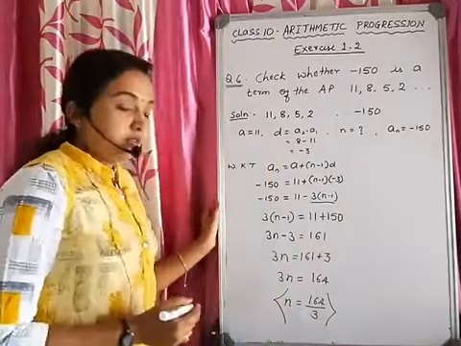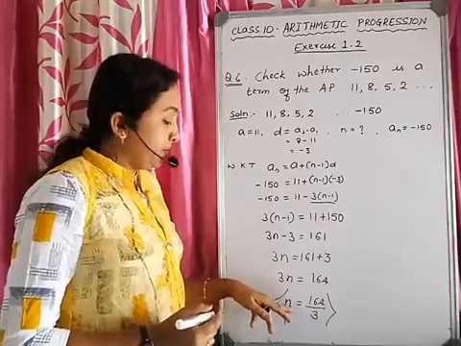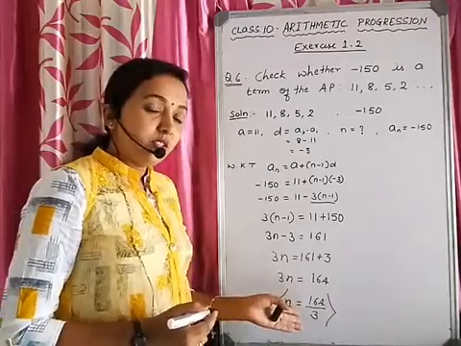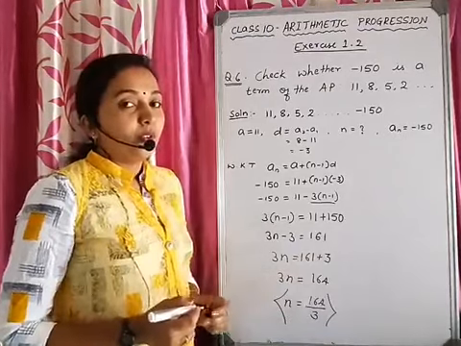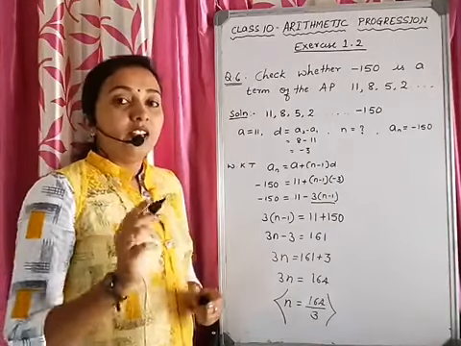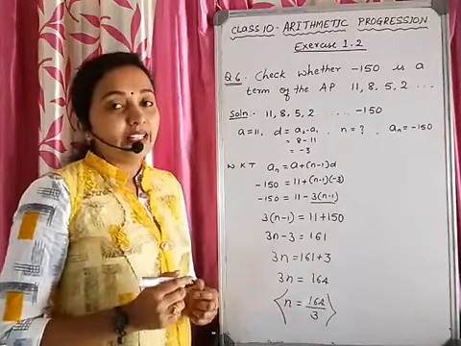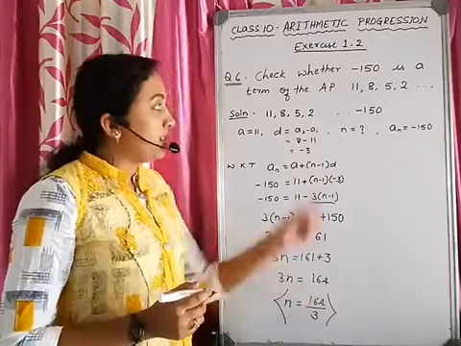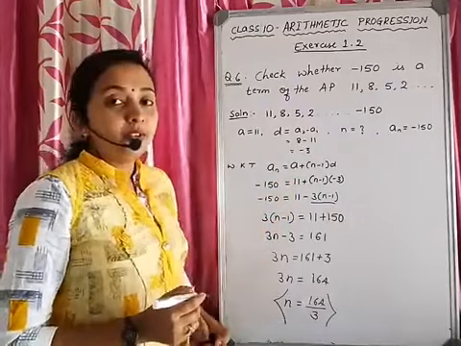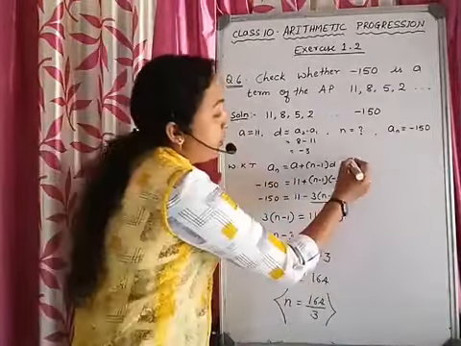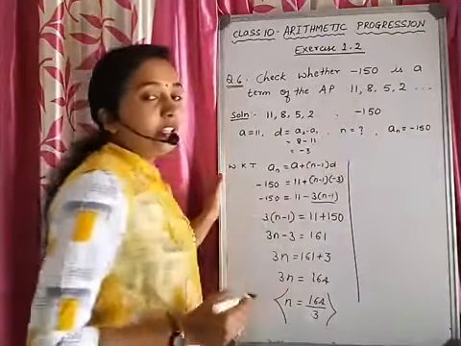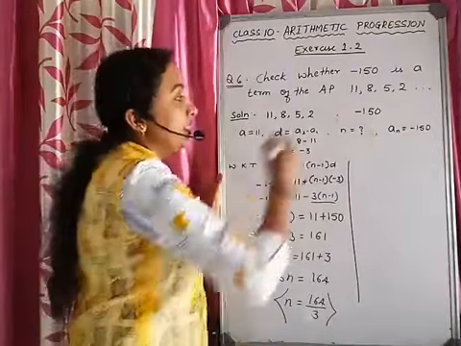So observe the value of n here. It is 164 divided by 3. Is it true, children? No. Do you think why? Yes children, n should always be a positive integer because n represents the number of the term here. So it should be a positive integer. So what is our conclusion? Yes, minus 150 does not belong to this AP.